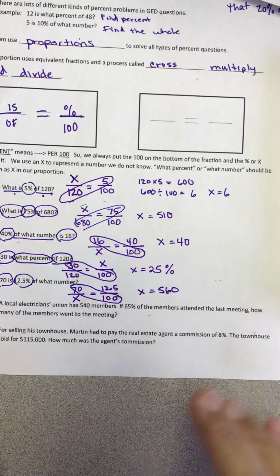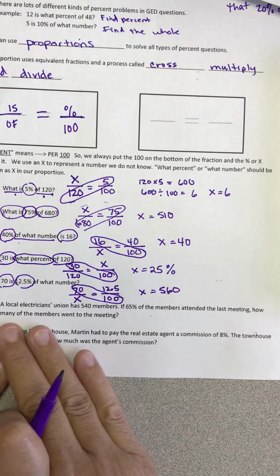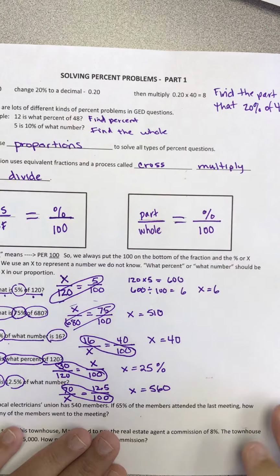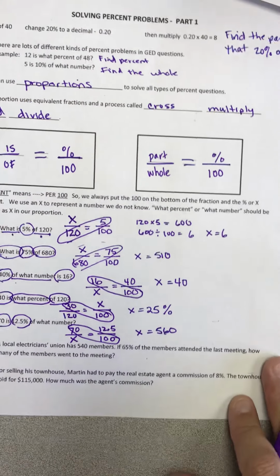Okay, but what happens when you have a word problem and it doesn't show you really easily your "is" and your "of"? Well, in this case, we have another way to do it. It's still using a proportion and cross multiply and divide, but in this case, we are going to look for the part and the whole. So when you're looking at a word problem, it's kind of easier to say, I'm looking for the part that goes on the top, and then the whole thing, like the whole of something, would go on the bottom. And over here, we still have percent and 100. So we're going to use this when we're trying to solve a word problem.